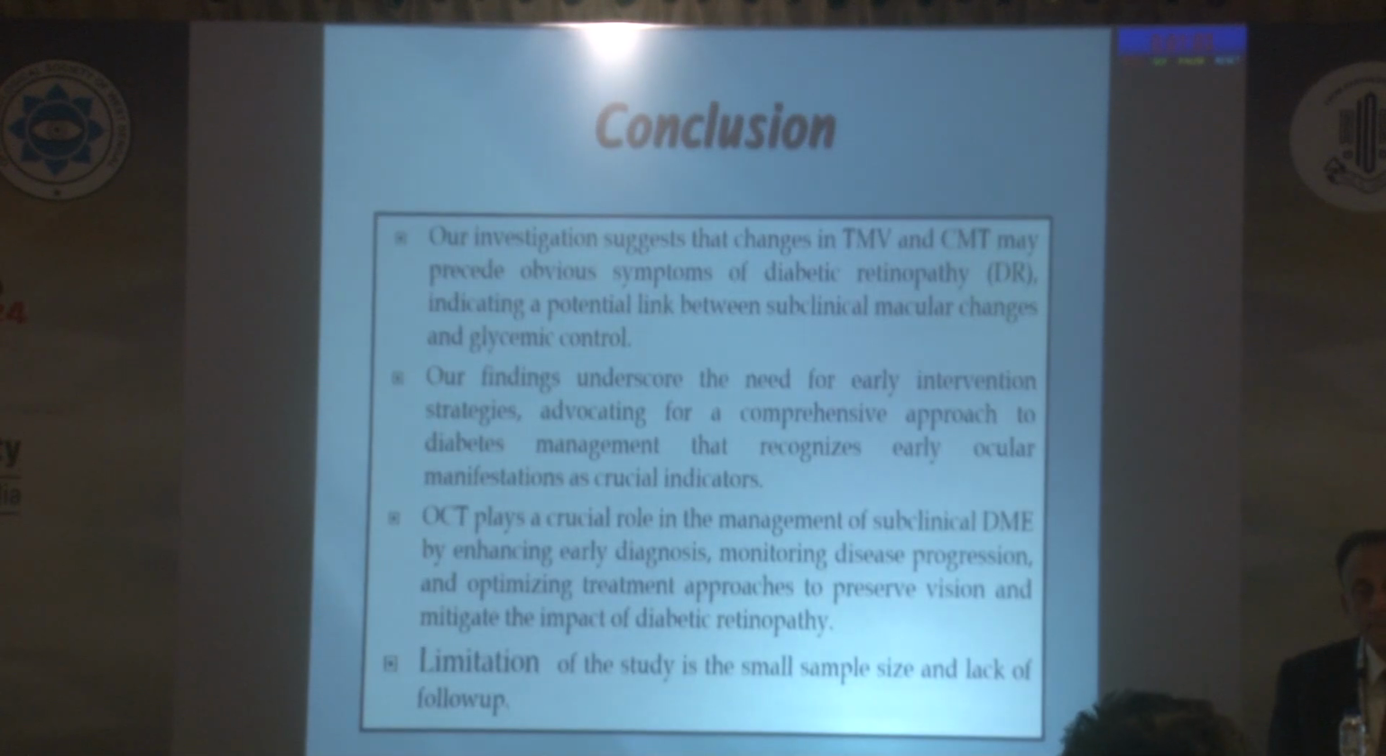So the conclusion of our study: changes in TMV and CMT may precede obvious symptoms of diabetic retinopathy, indicating a potential link between subclinical macular changes and glycemic control. Our findings underscore the need for early intervention strategies, advocating for a comprehensive approach to diabetic management that recognizes early ocular manifestations as a crucial indicator. OCT plays a crucial role in the management of subclinical DME by enhancing early diagnosis, monitoring disease progression, and optimizing treatment approaches to preserve vision and mitigate the impact of diabetic retinopathy. The limitations of the study are a small sample size and the lack of follow-up.